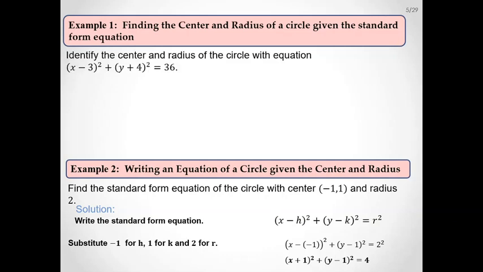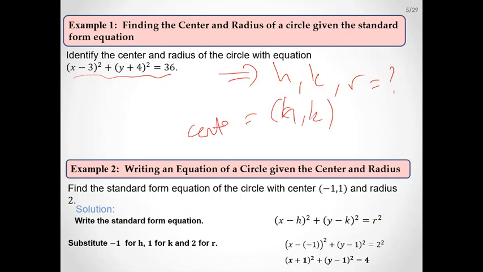So, for example, it says identify the center and the radius of the circle with the given equation. So the question here: what is h, what is k, and what is r? The center will be the ordered pair (h, k), and the radius will be equal to r. So we will try to find them now.